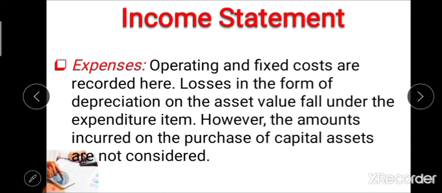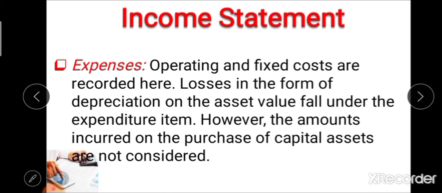And the second one is fixed cost. This fixed cost remains fixed over a period of time. That means there is no effect of increasing or decreasing output. The fixed cost remains the same. These are the two costs, and the combination of these two costs is known as expenses.